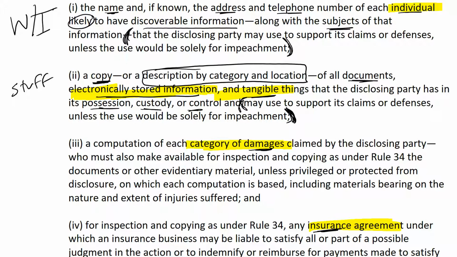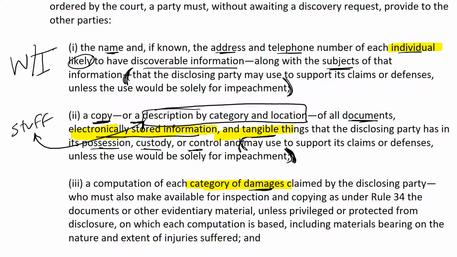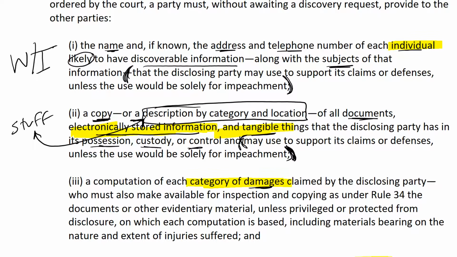I suspect that in most cases, what's actually provided in initial disclosures is not the copies just yet, but a description by category and location of the documents, right? So instead of giving 20 boxes worth of documents, the initial disclosure is more likely to just say what they have and where it is. Category and location. We'll get back to sub 1 and sub 2, particularly these last clauses here, because it's important to read these carefully, and we have some hypos to test it.